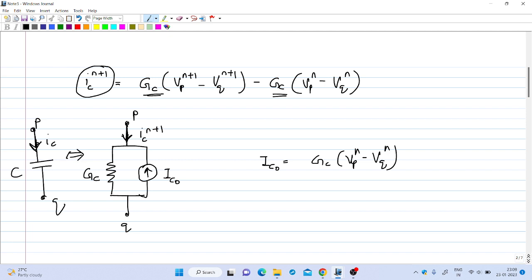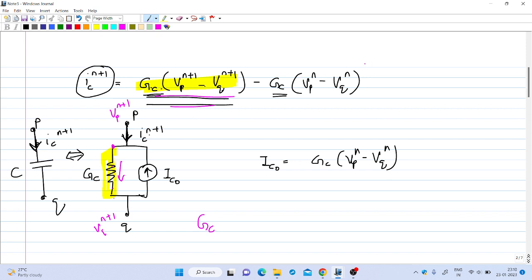So this can be replaced by, from the pth node, current IC n plus 1 is entering, and that is equal to Gc into Vp minus Vq. This is like a voltage into conductance or voltage by resistance form. So this first term can be replaced by this conductance Gc. If you look at the expression for current through this Gc, you can directly see that it is nothing but Gc into voltage across Gc, that is Vp minus Vq. So we will get this term. This voltage is Vp n plus 1, this voltage is Vq n plus 1.